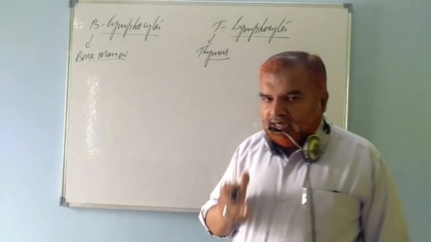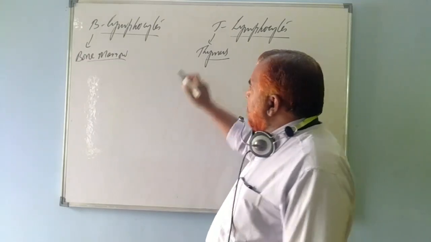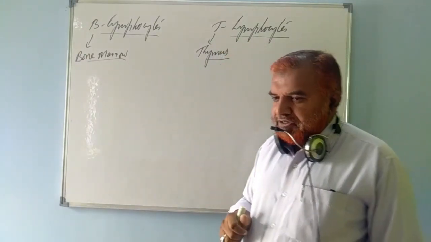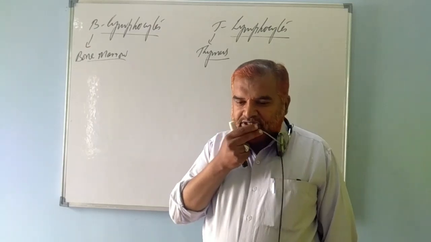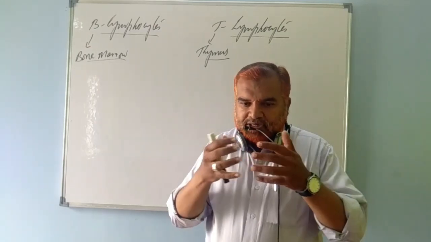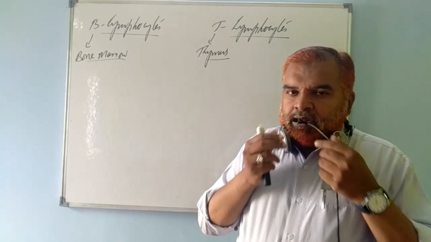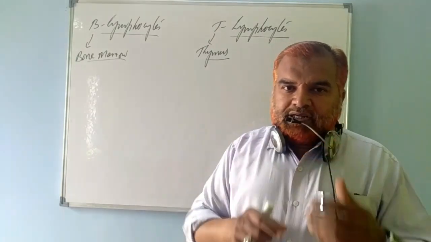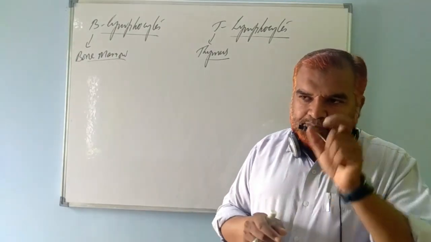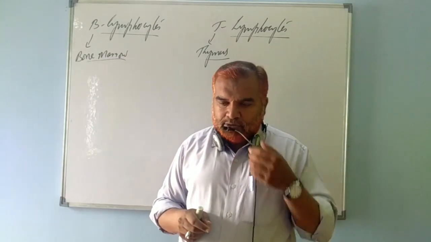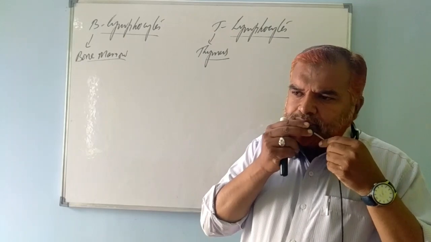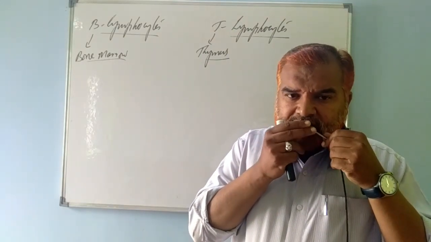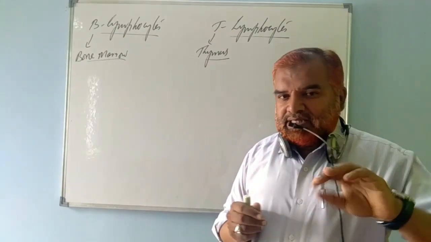What is a lymphatic organ? The organ that produces lymphocytes. The thymus gland is situated behind our sternum bone. In our first year, I told you about the sternum bone, also known as the breastbone, which joins the two rib cages. Behind the sternum bone, very close to the heart, there is a small gland known as the thymus gland.